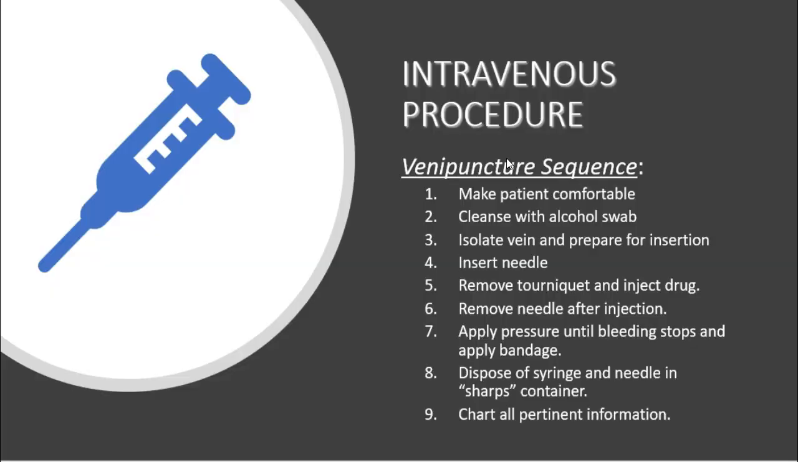All right, so here's your sequence. You're going to make the patient comfortable. You're going to cleanse with an alcohol swab. You're going to isolate the vein and prepare for insertion. You're going to insert the needle. You're going to remove the tourniquet and inject the drug. Remove the needle after the injection. Apply pressure until bleeding stops and apply bandage. Dispose of the syringe and the needle in the sharps container and chart the information that you just did.